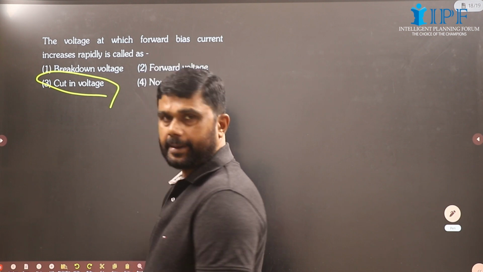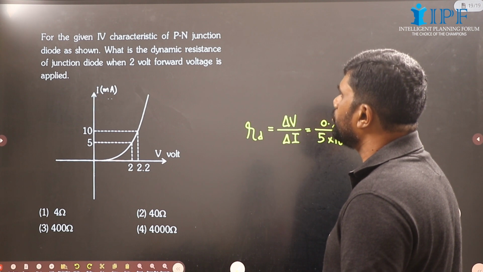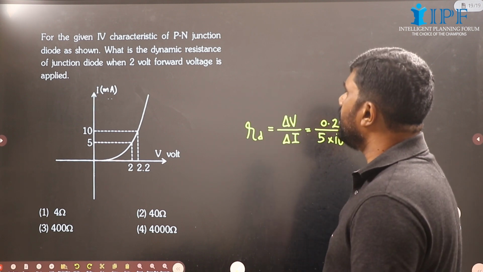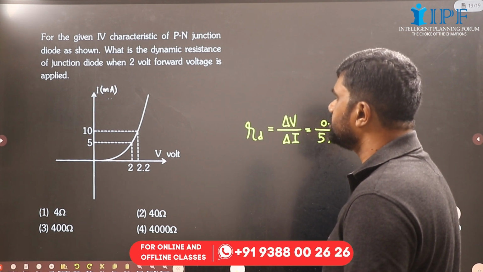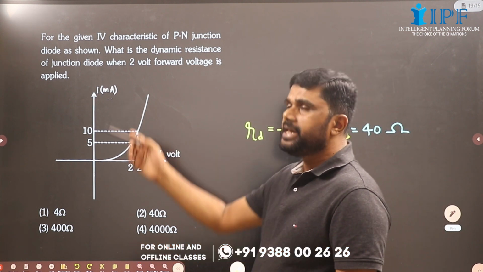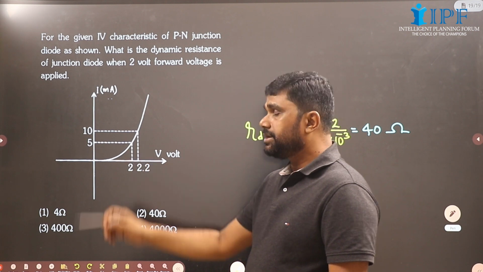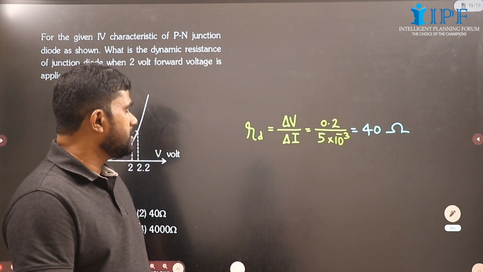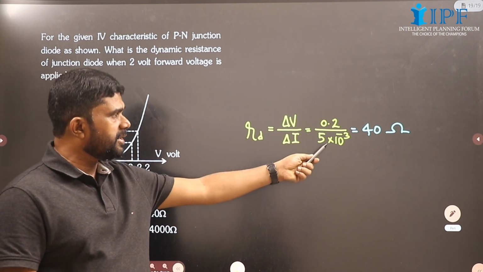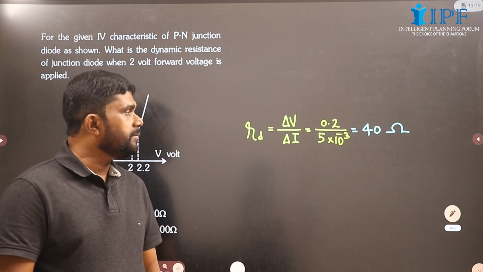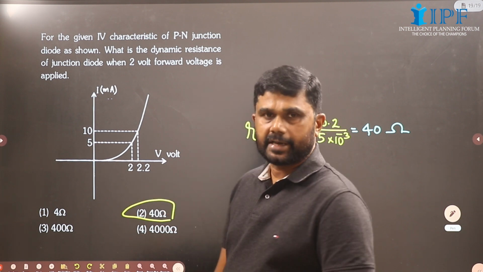Cut-in voltage. Okay. Now see, for the given IV characteristics of a PN junction diode as shown, what is the dynamic resistance of junction diode when 2 volt forward voltage is applied? Current we have in milliampere, and see, when voltage is increased from 2 to 2.2, current increases from 5 to 10 milliampere. So dynamic resistance is change in voltage by change in current, 0.2 divided by 5 into 10 raised to minus 3. Okay, that will be 200 by 5, that is equal to 40 ohm. Okay, this must be the correct answer.